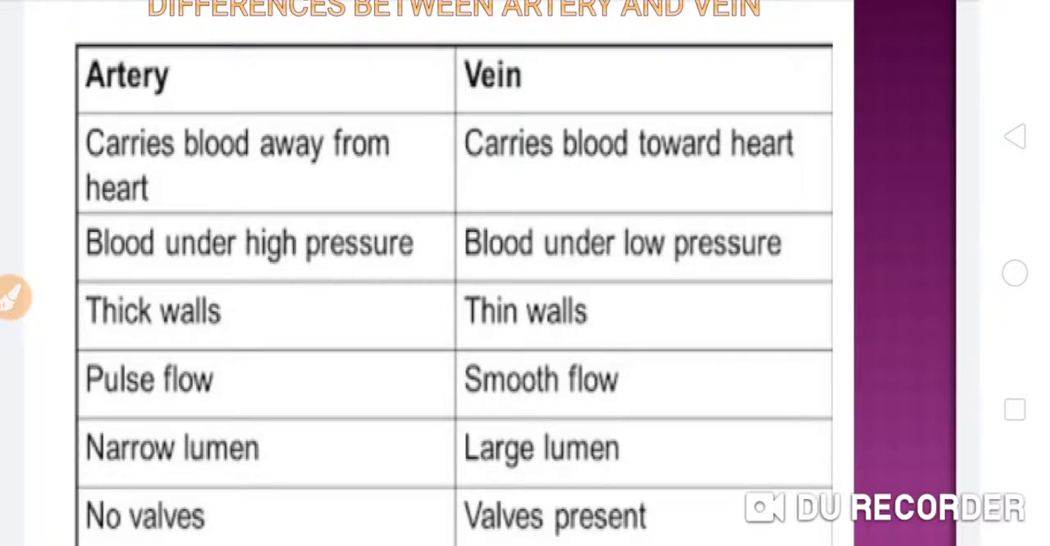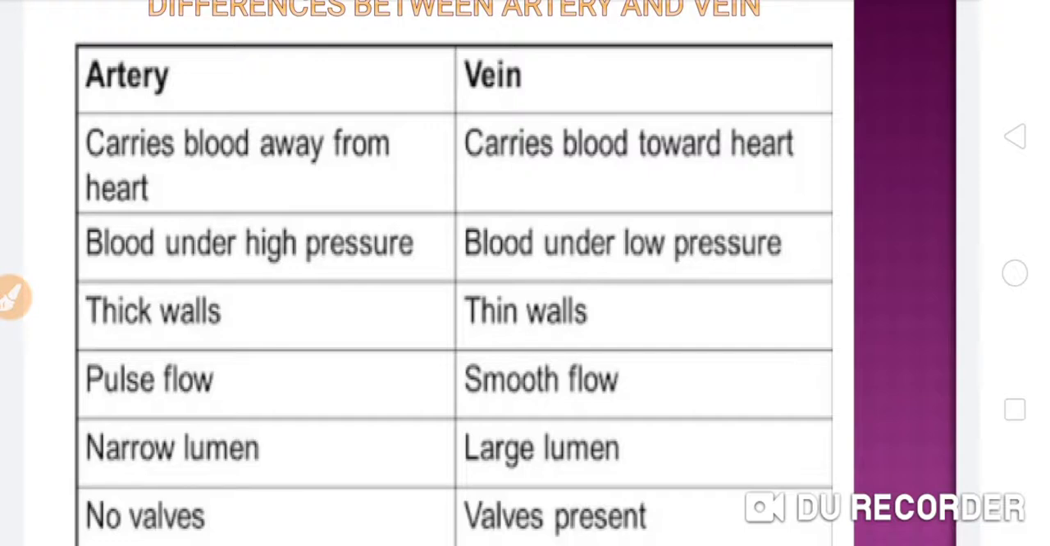The artery carries the blood away from the heart, meaning the artery has the function to carry blood away from the heart. But in case of the veins, they carry blood towards the heart, meaning the blood flows towards the heart from the body. Blood under high pressure circulates in case of the artery, but in case of the vein the blood pressure is low. Next point, arteries have thick walls, but if you talk about the vein, there are thin walls.